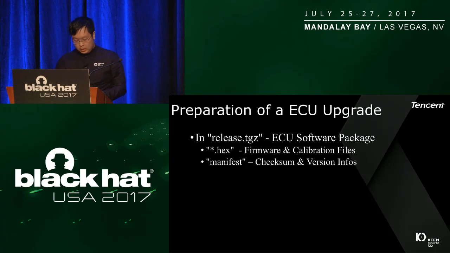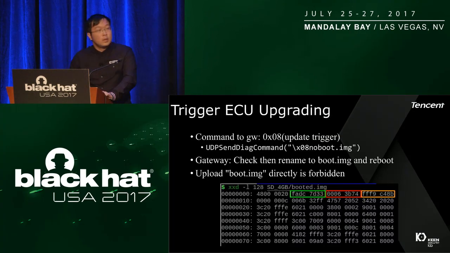So let's see the update trigger. The update trigger is to send a diagnostic command to UDP port 3500, which is this string. When this is sent to the gateway, the normal software on the gateway will check if the noboot image can meet the requirements, which are actually those three files in the block.